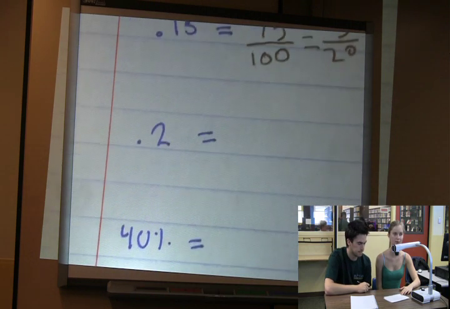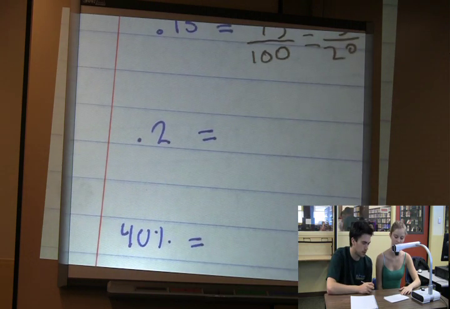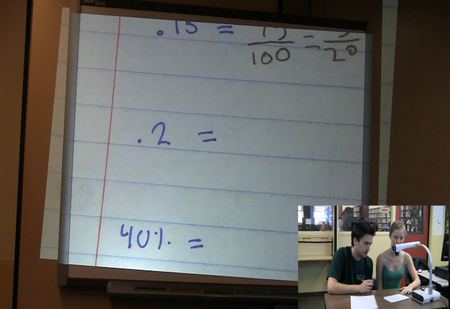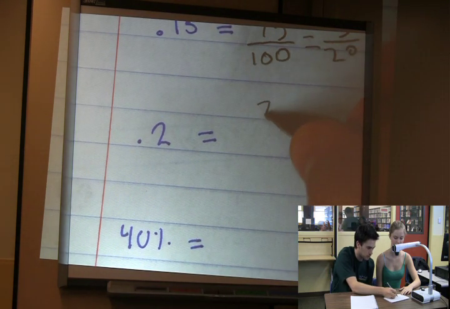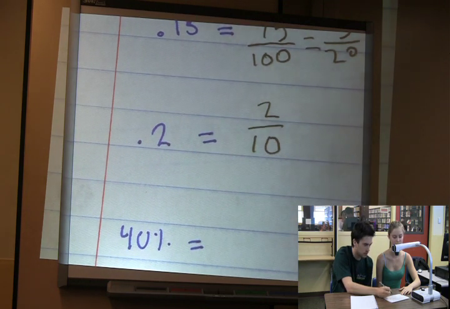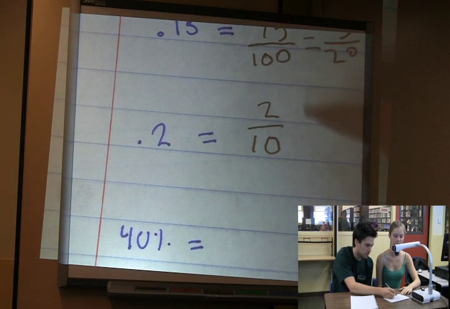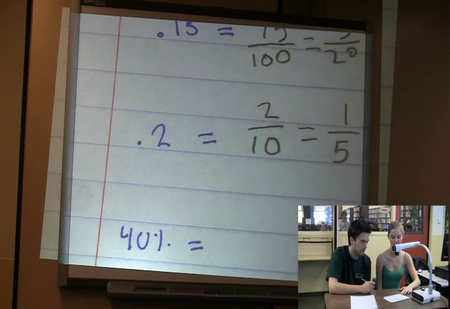What about the 0.2? Well, there's only one spot after the decimal place, so we're going to divide by 10, so that's going to be 2 over 10. And we can reduce that by 2, so we get 1 over 5.